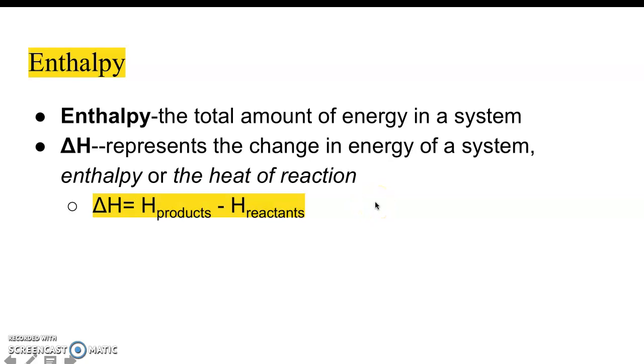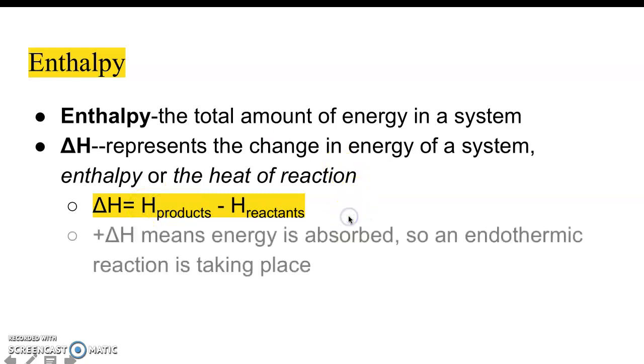Delta H, again, means there's a change in. So this is what it represents in equation form. Delta H is products minus reactants. This is a must know right here. If we're looking for the heat of the reaction, it is the difference in enthalpy of the products and the reactants. If you have a positive delta H, this means energy is absorbed, so you have an endothermic reaction taking place.